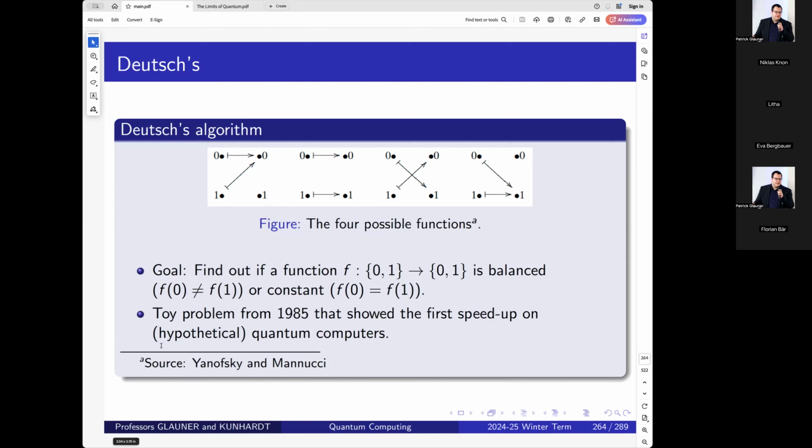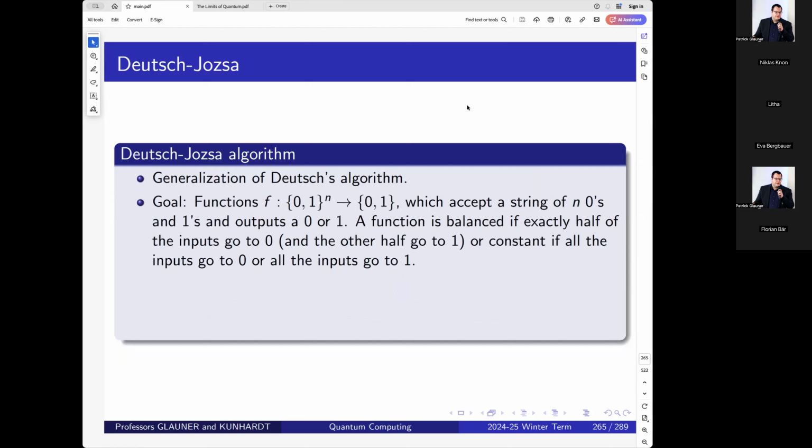At that time, quantum computers did not exist. They were purely a proposed concept, so it was purely hypothetical at that time. A few years later, a generalization of this Deutsch algorithm was proposed, the Deutsch-Jozsa algorithm. And this time, the input is not just a 0 or 1, but in fact, a string of n zeros and ones. So that's why we say an input of 0 and 1, n many inputs. And that string will be mapped either to 0 or 1.